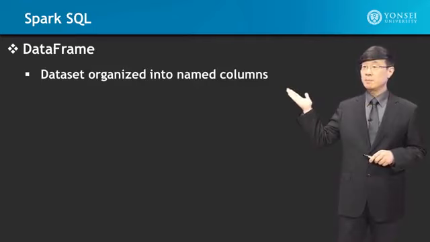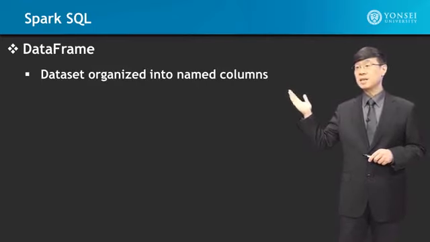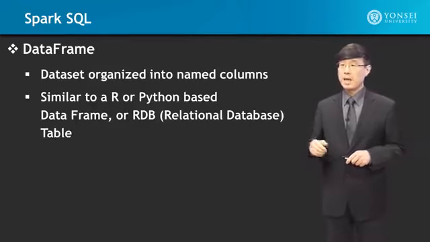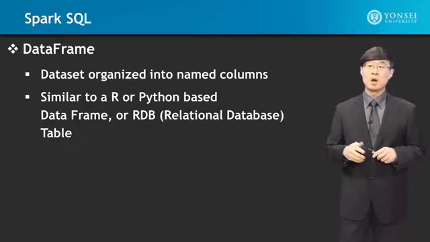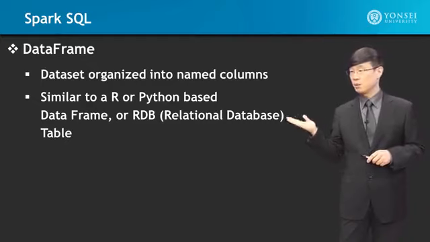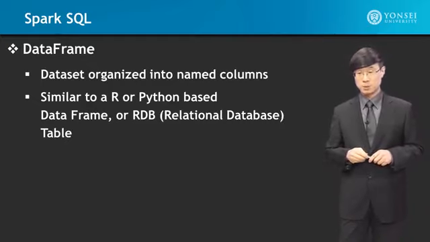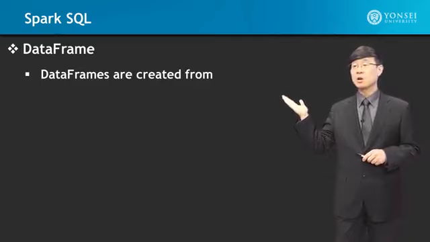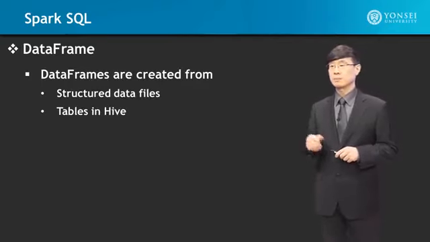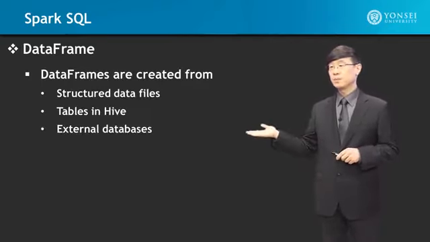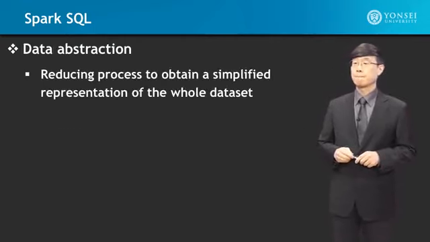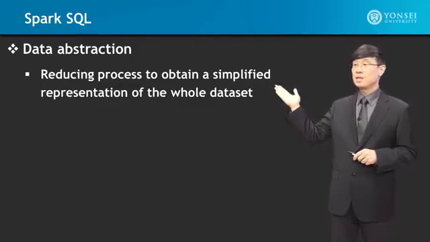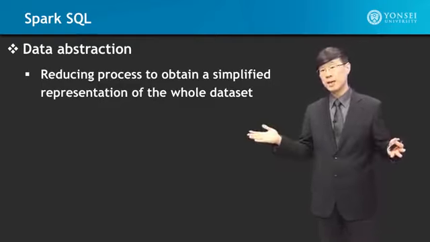A data frame is a data set organized into named columns. It's similar to a R or Python-based data frame or RDB, relational database table. I will explain more on relational databases soon. Data frames are created from structured data files, tables in Hive, external databases, and existing RDDs. Data abstraction is a reducing process to obtain a simplified representation of the whole data set.